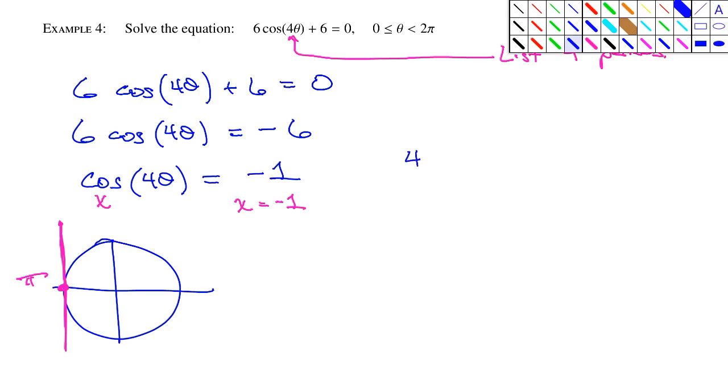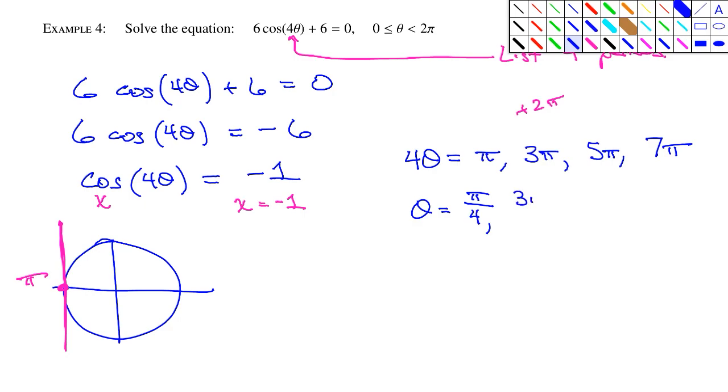So we're solving for 4 theta. 4 theta is equal to pi. Then we're going to add 2 pi to get 3 pi, and another 2 pi to get 5 pi, and another 2 pi to get 7 pi. So that one was no problem. Solve for theta by dividing by 4. And we get pi over 4, 3 pi over 4, 5 pi over 4 and 7 pi over 4.